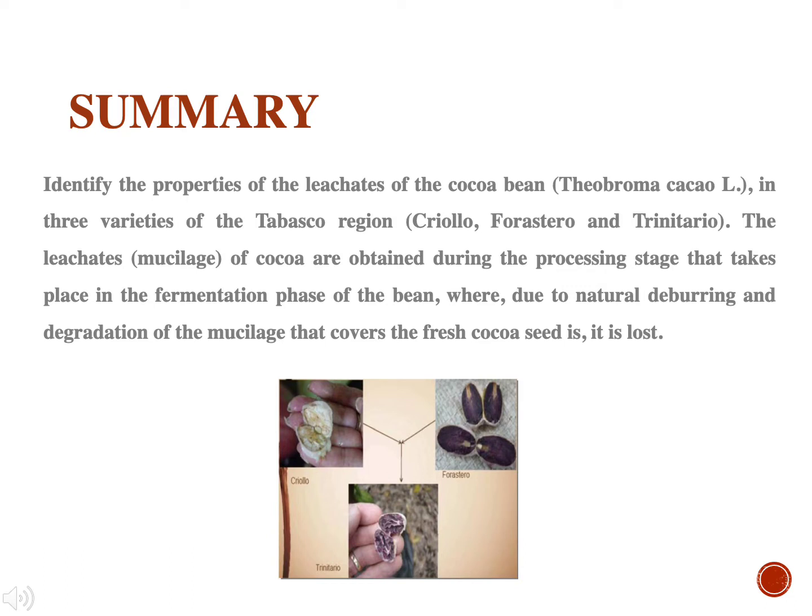The leaches, or mucilage, of cocoa are obtained during the processing stage that takes place in the fermentation phase of the bean, where, due to natural deburring and degradation, the mucilage that covers the fresh cocoa seed is lost.